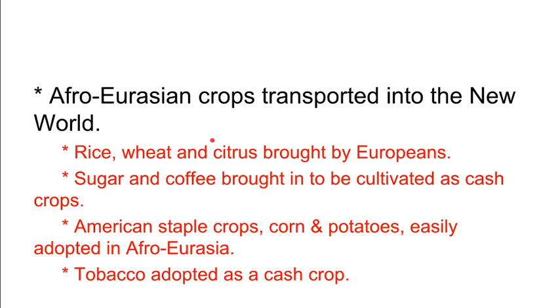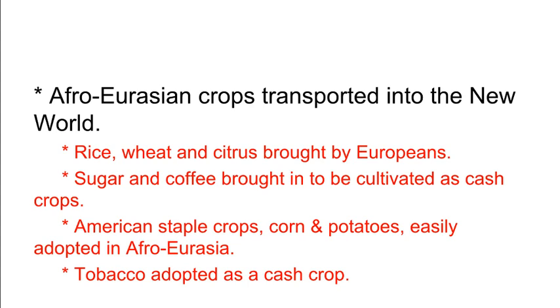Now, when it comes to crops, we see that European crops like rice and wheat and citrus, right? All these crops that had come into Europe from other parts of the world, the Europeans are going to transplant them and start cultivating them in the Americas, right? Creating a more diverse diet for those people in the Americas.